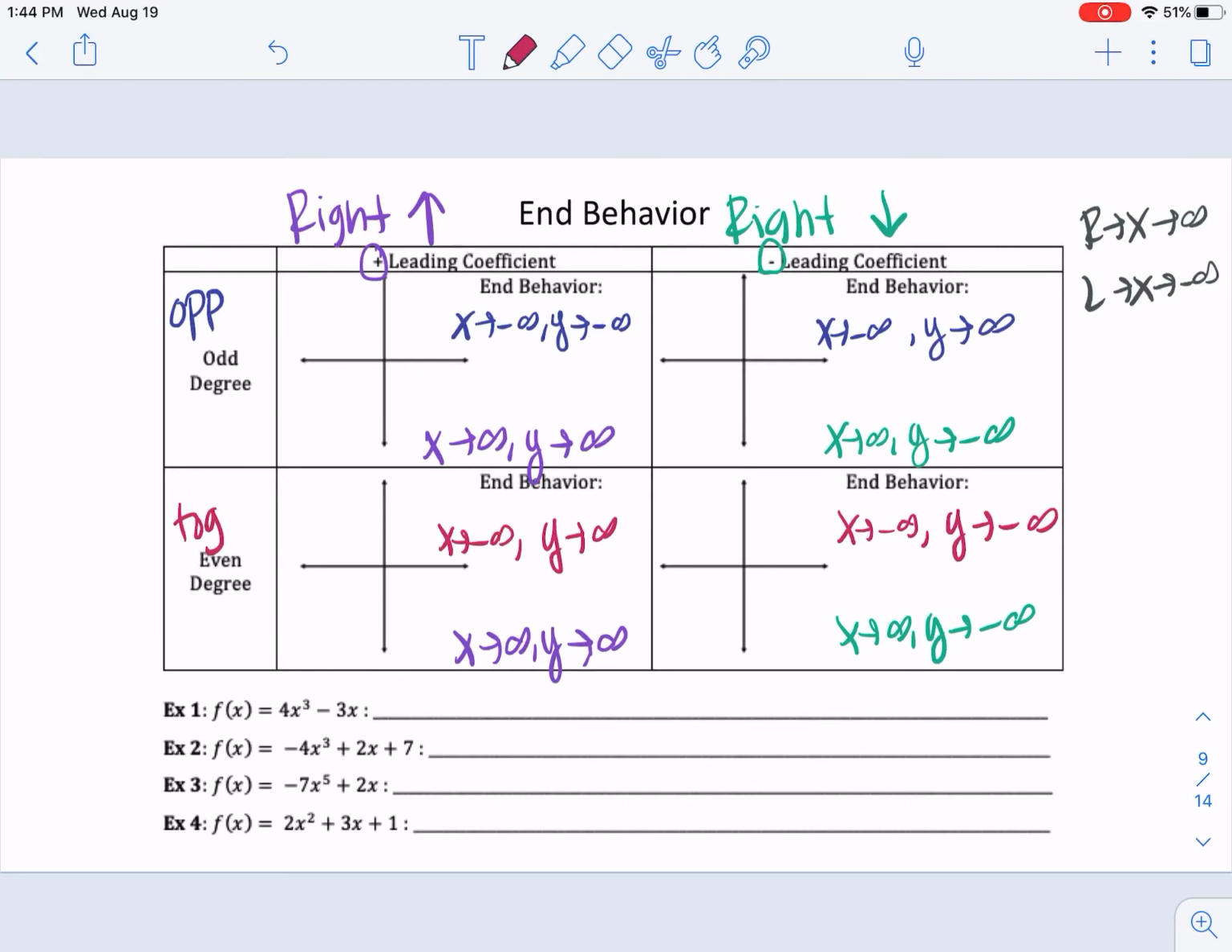And then just to give you a quick little sketch, these are both examples of evens. We know that the maximum amount of turning points, how many zeros, all of that good stuff has to do with that degree as well. These are just talking about the ends. I'm going to give you a sketch here.